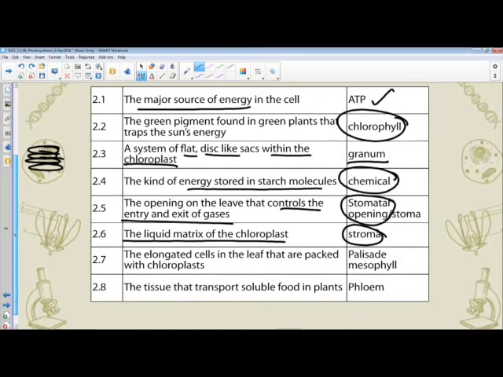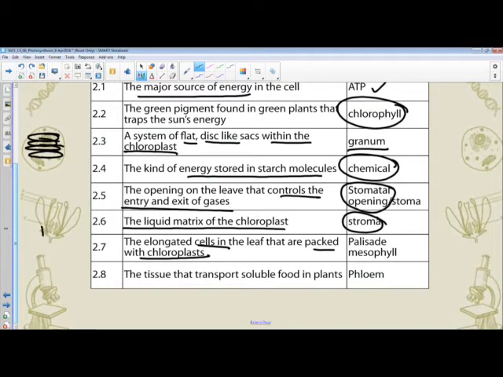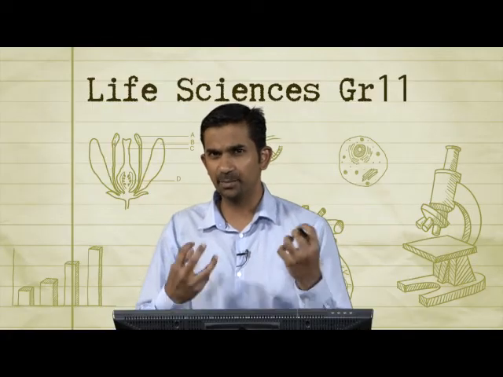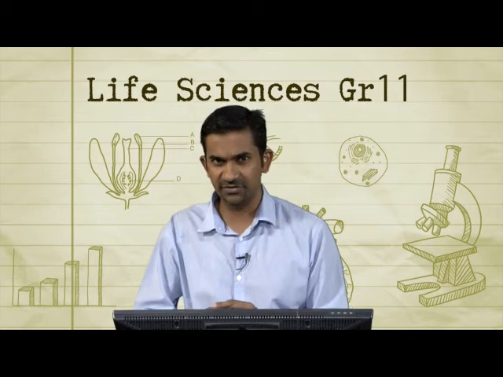2.7. The elongated cells in the leaf that are packed with chloroplast. If you go back to grade 10 and look at the structure of the leaf, we looked at these elongated cells on the upper surface of the leaf, and these cells are dotted with large concentrations of chloroplast. We refer to these vertically arranged cells as palisade mesophyll cells, and essentially they are structurally adapted to absorb the maximum amount of light on the upper surface of the leaf.